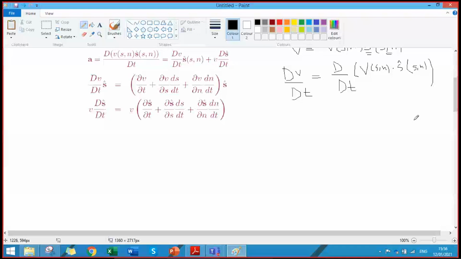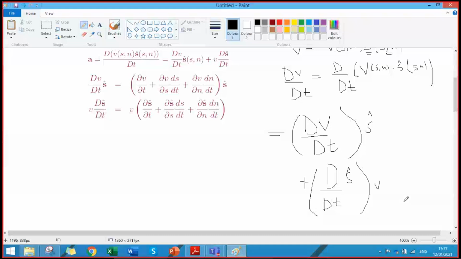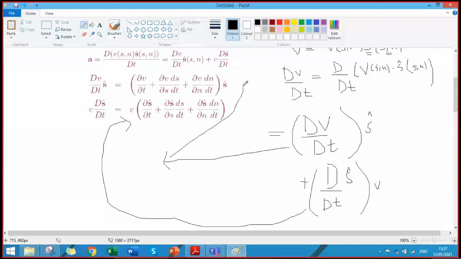Sir, product rule. You will apply the product rule, yes. So you will be getting the total derivative of the velocity with respect to time, that is, the total derivative of the velocity into s cap, plus the total derivative of s cap into velocity, right? Then you will have the total derivative expansion for each of these terms. This expansion is explained here. So can you do this?